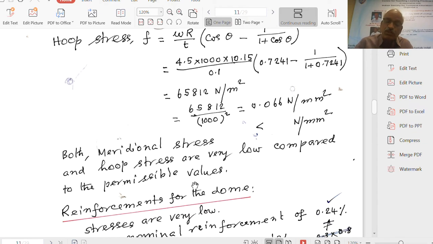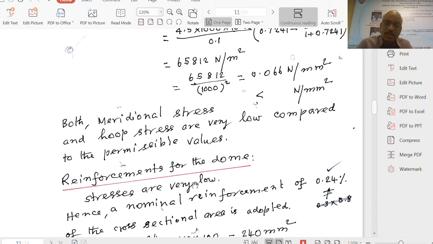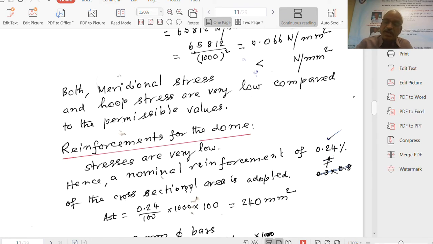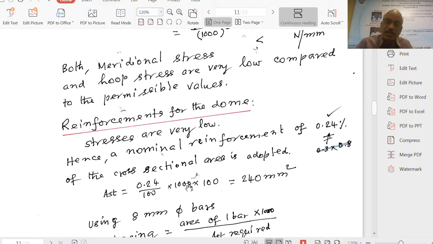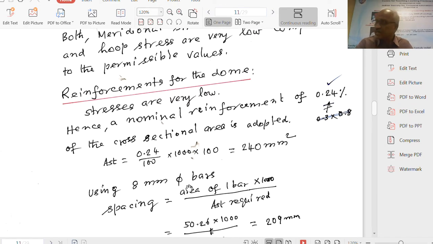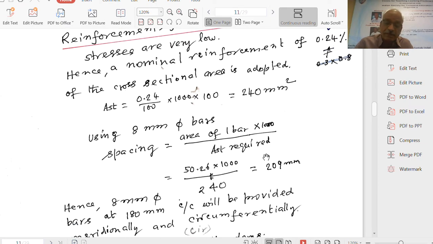So both meridional stress and hoop stress are very low compared to the permissible stresses. Therefore, the reinforcement for the dome will be nominal only. Hence, a nominal reinforcement of 0.24% of the cross-section area will be adopted. You know what the minimum reinforcement is; we just discussed it in the code book. So we go for 0.24%. For 0.24 by 100 of the cross-sectional area, 1000 into 100, we get 240 mm square. Using 8 mm diameter bars, we get a spacing of 209 mm.